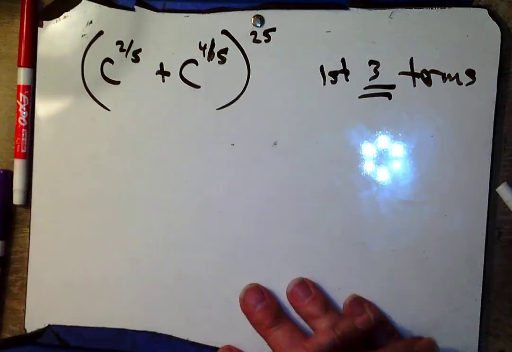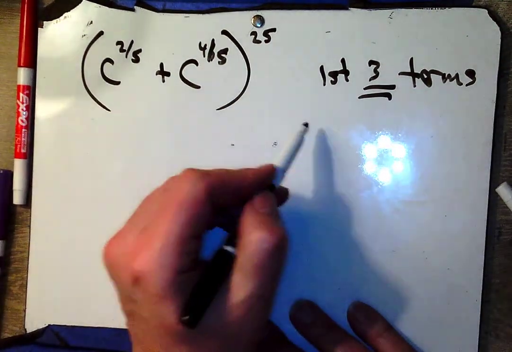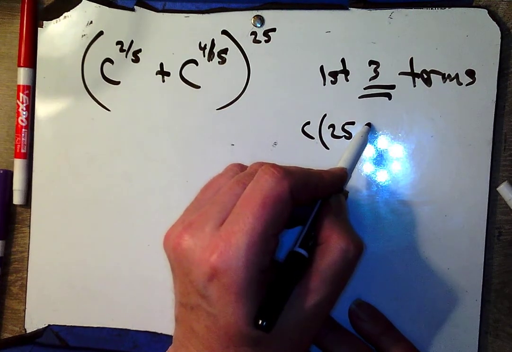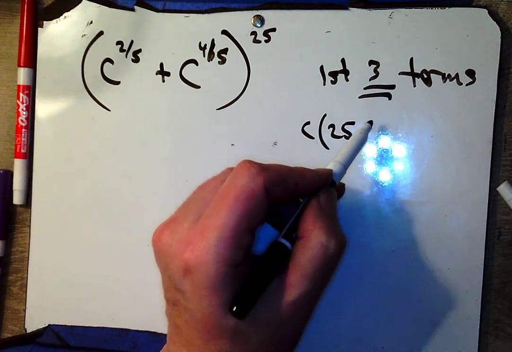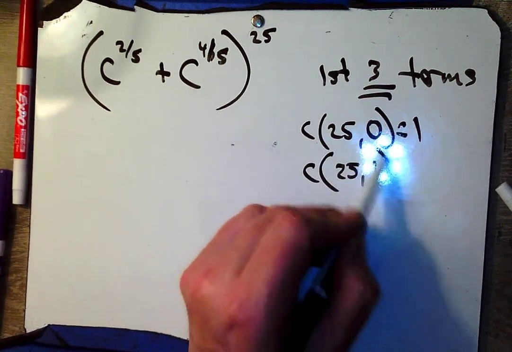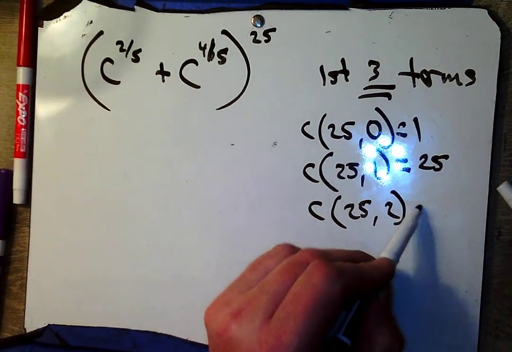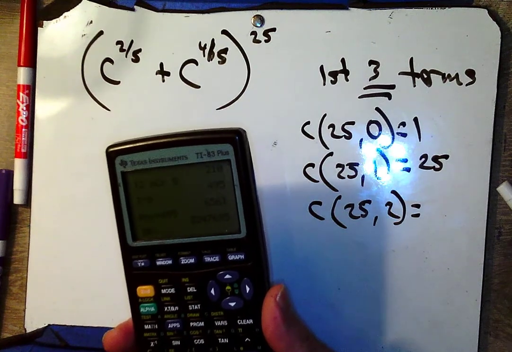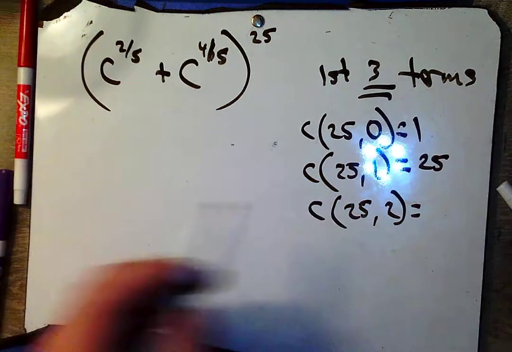I'm not making Pascal's triangle to the 25th row. But I do know that a combination of 25 choose 0 is 1. And I know a combination of 25 choose 1 is 25. And so really I only need to find 25 choose 2 with my calculator. So 25, math, probability, choose 2, and I get 300.